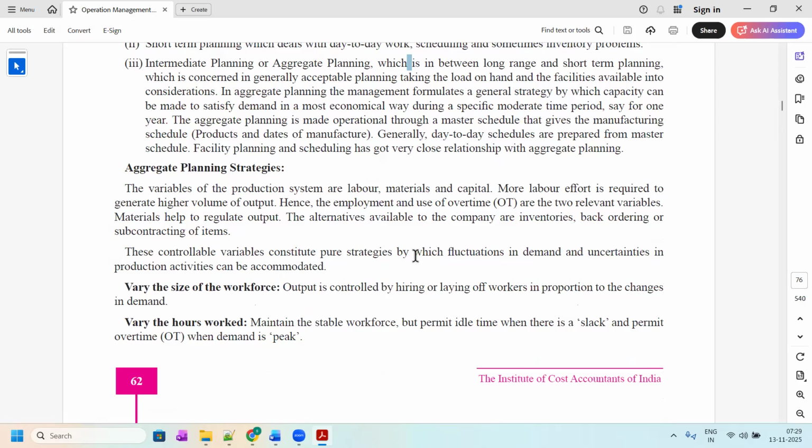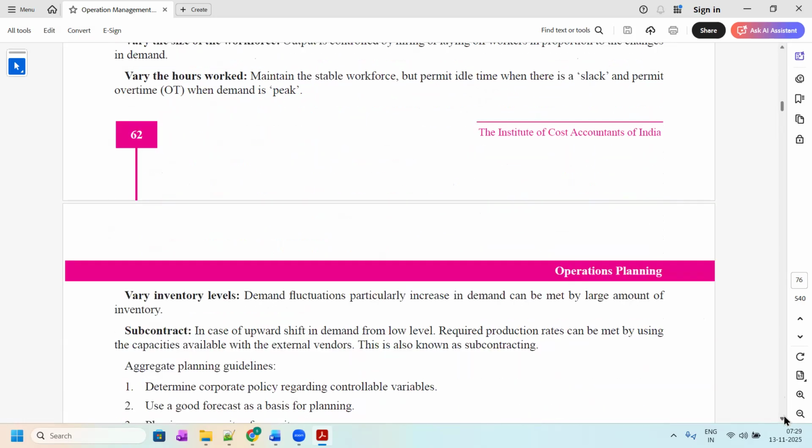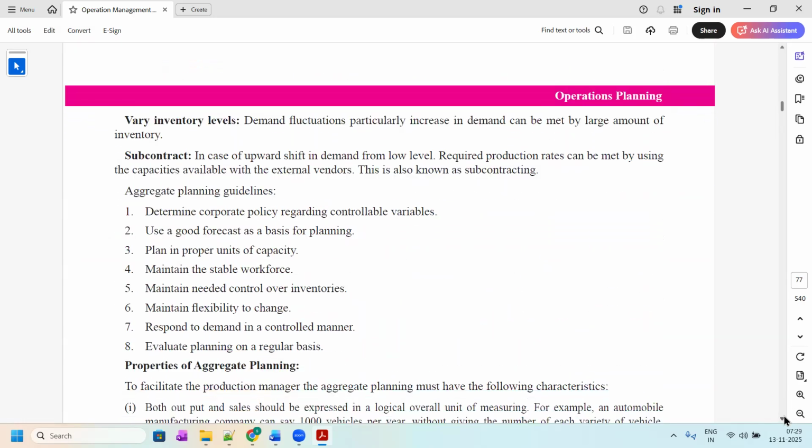And imagine if the demand becomes low, then layoff of the workers would be done. If demand would be more, then automatically overtime would be expected from the employees, or you can bring in more employees. That way, this objective of aggregate planning could be managed. And sometimes you need more inventories, so that inventory demand fluctuation can be managed.